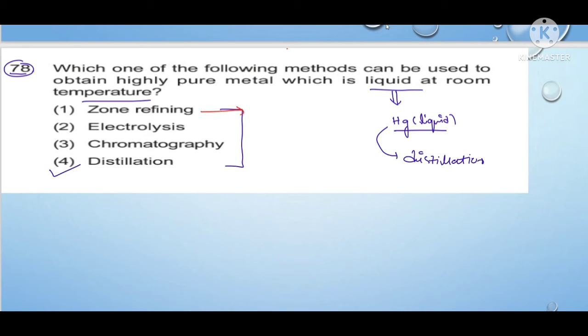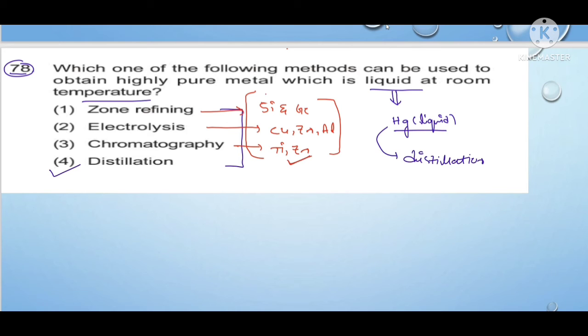By zone refining, you can purify silicon and germanium. By electrolysis, you can purify copper, zinc, and aluminium. By chromatography, you can purify titanium and zinc. These are the extra content you have to keep in mind. Why? Because there is a probability to get a question in the upcoming examinations. You have to keep in mind.